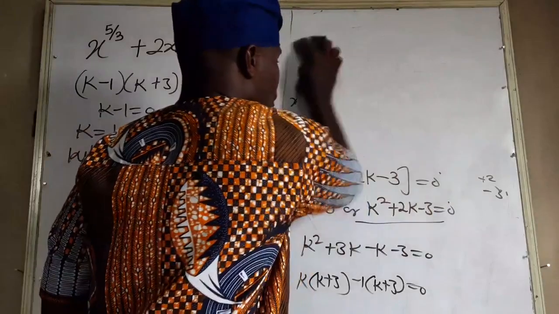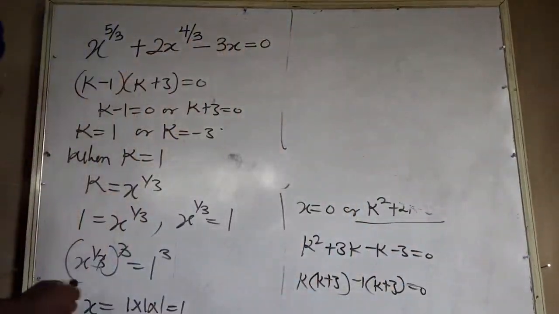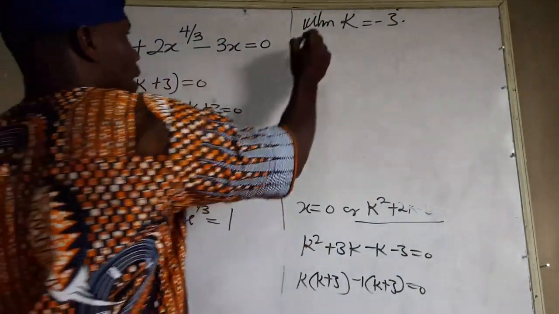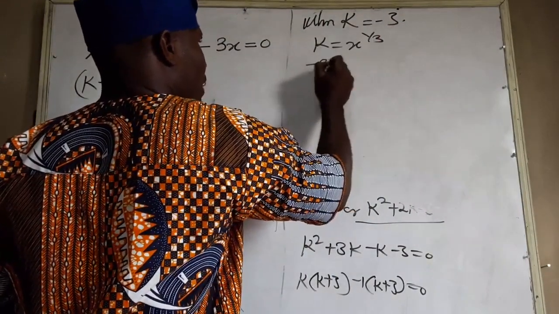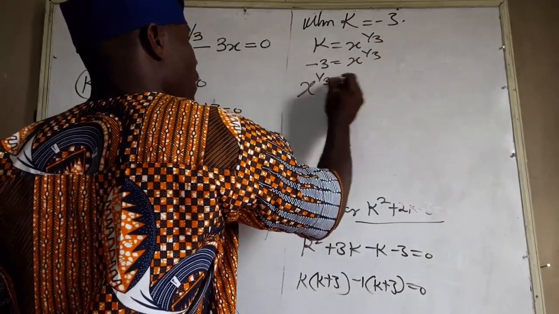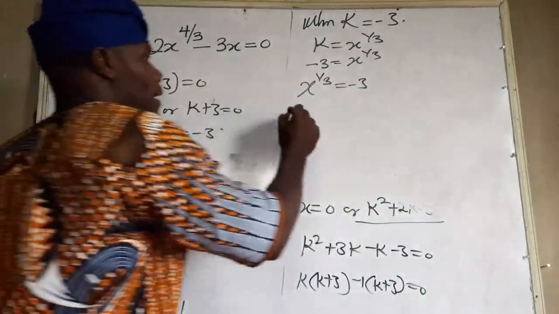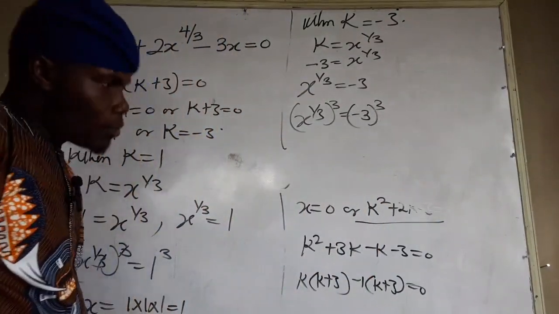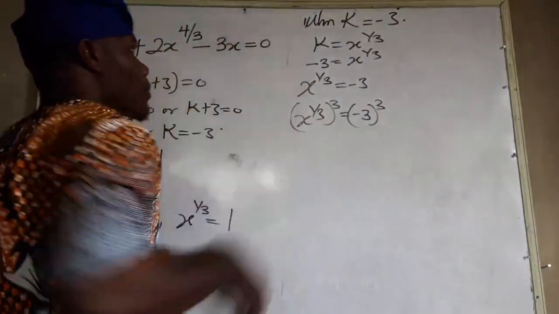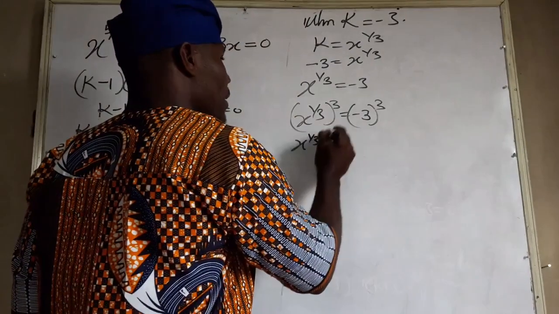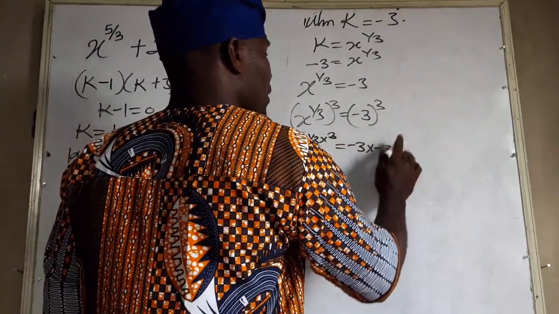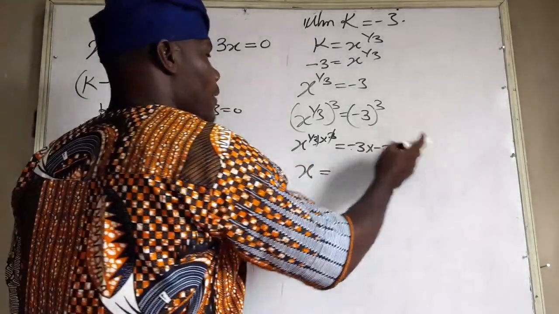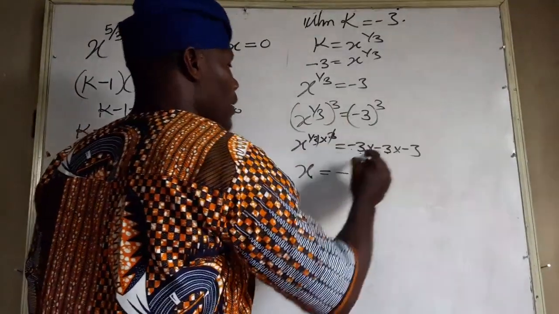Let's also find another value of s from this quadratic equation. So when k is equal to minus 3, and you know that k is equal to s to the power 1 over 3, so minus 3 is equal to s to the power 1 over 3. Let's find the cube of both sides. So s to the power 1 over 3 all raised to the power 3 is equal to minus 3 all raised to the power 3. So for finding the cube of both sides, we have s times 1 over 3 times 3 is equal to minus 3 times minus 3 times minus 3. So this will cancel this. s will give us minus times minus is plus, plus times minus is minus. 3 times 3 is 9, times 3 is 27.